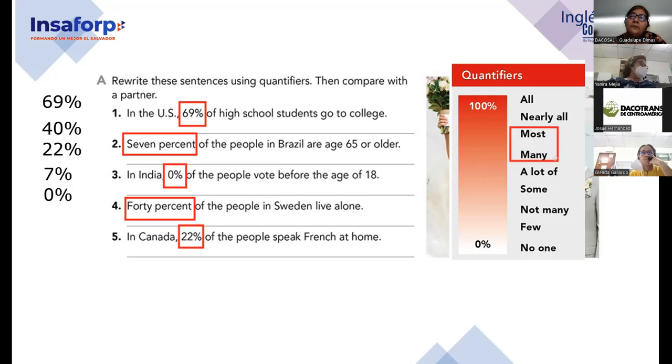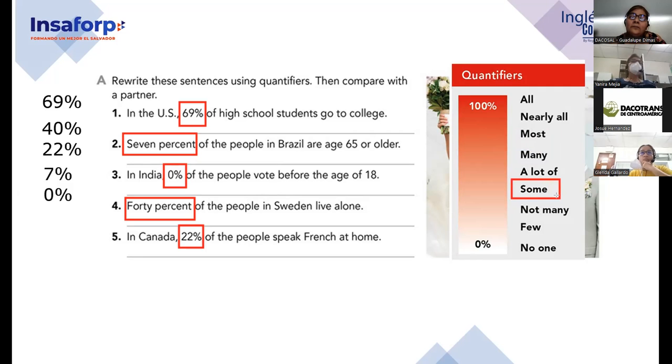40%, en 40, ¿cuál ocupamos? 40%, de acuerdo a mi escala. Many. A lot of, or a lot of. Some. Ya baja un poquito, ¿verdad? Yo creería que por acá. Some, ese está entre 50 y 40%.